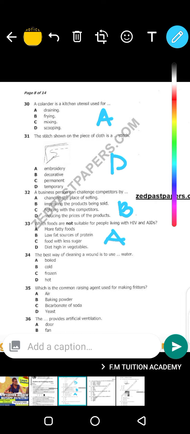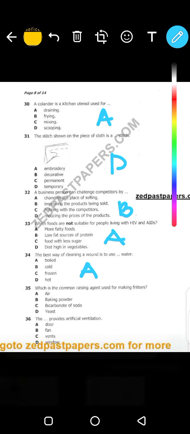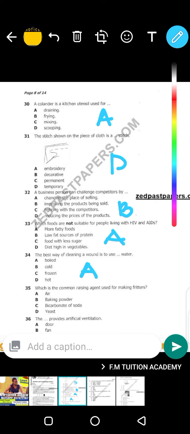34. The best way of cleaning a wound is to use dash. When you are playing and then you injure yourself, you have got a wound. The best way is you always use boiled water. A. Use boiled water. You don't use cold water. You don't use frozen water or hot water. You use boiled, because after you have injured yourself, you have got a sore. 34.